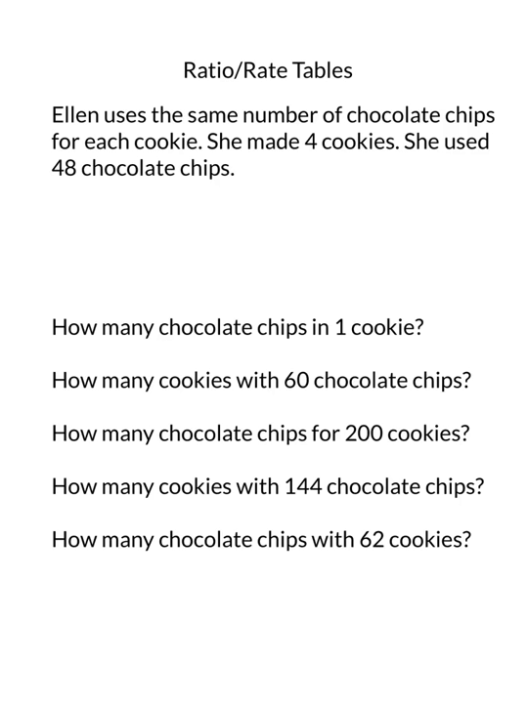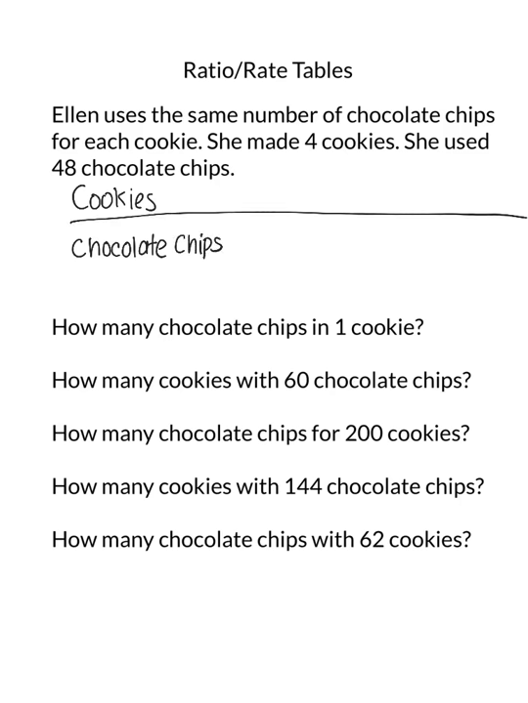Just like with the tape diagrams, I need to think about what are the 2 units that I'm comparing. In this problem, I'm comparing cookies and chocolate chips. So I will write them on top of each other like this, and I will create a table. And what do I know so far? She made 4 cookies, and this took 48 chocolate chips. So I will finish filling in the table as I need it, answering these questions.